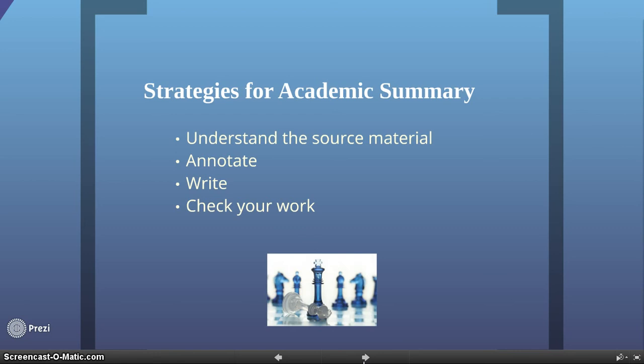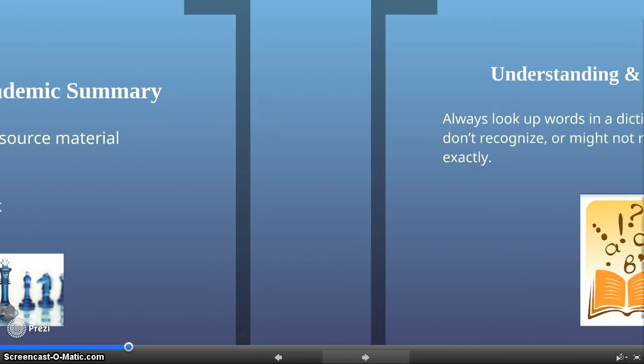So try the method that we're suggesting here. If it works, cool. If not, try your own method. See if you can figure out a way that works best for you. I'm all about pragmatics, so whatever works best for you. Okay, so let's get back to this potential strategy. Understanding the source material, annotating, writing, and checking your work.